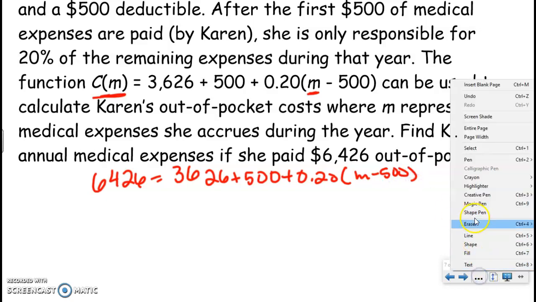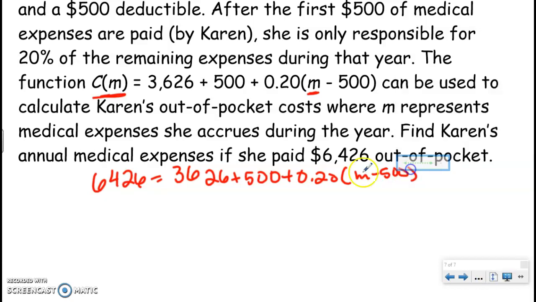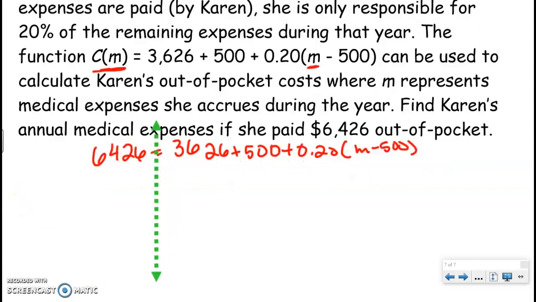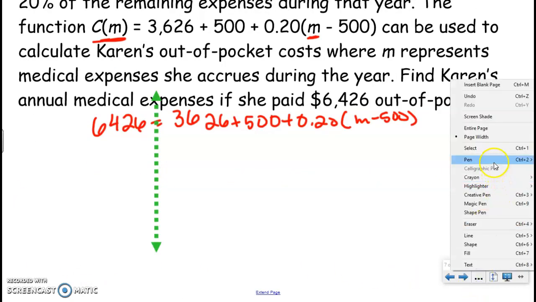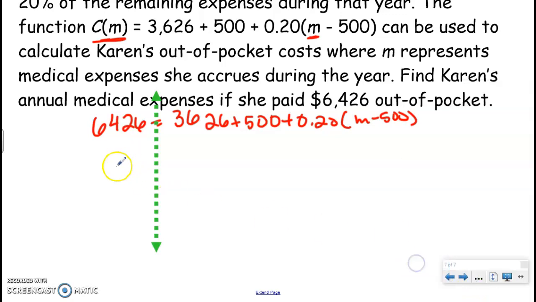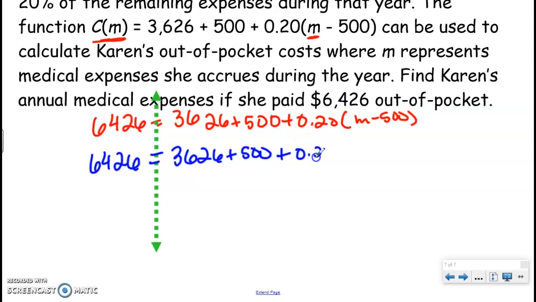Okay, and then we don't have variables on both sides, so we just need to distribute and combine like terms on the right side. So I'm going to go ahead and do that. Bring my work down here. So I have 6426 on the left side. I have 3626 plus 500 plus 0.20m minus 100 there. Okay, all I did was distribute.